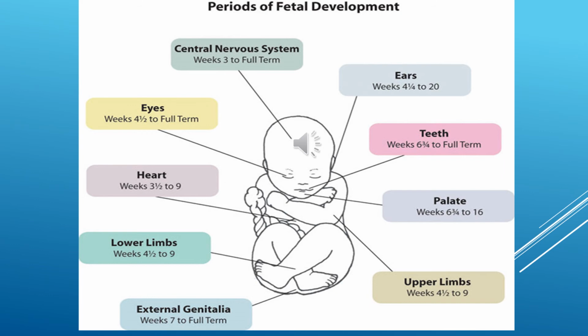Upper limbs are growing and developing from 4.5 weeks to 9. External genitalia, week 7 to full term. The lower limbs, again, same as upper limbs, 4.5 weeks to 9. Heart, 3.5 weeks to 9.